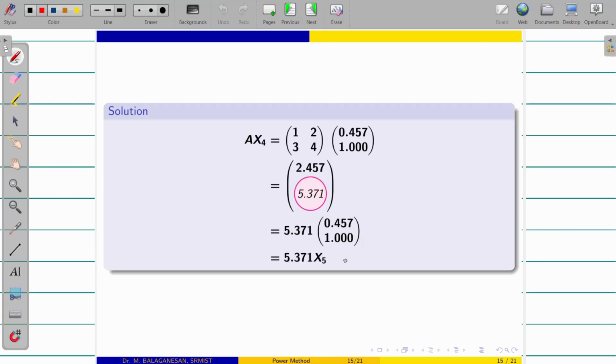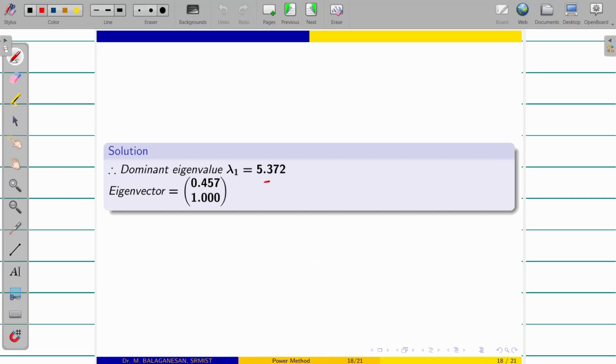Again, multiply the new eigenvector x5 with your A. A into x5 you have to find. 5.372. Previously 5.371, now it is 5.372. It's going to converge, I think so. Yeah. This is my new eigenvector x6. Now multiply A into x6. Yeah, it's repeating, 5.372. That's it. So there is a repetition. We can stop our iteration process. The dominant eigenvalue of the given matrix is 5.372 and the eigenvector is this.